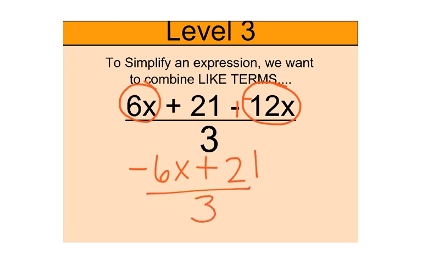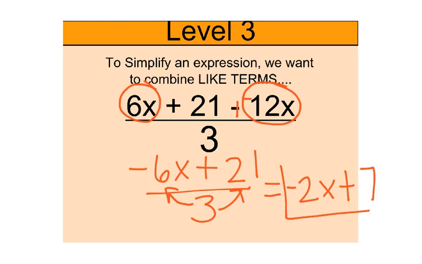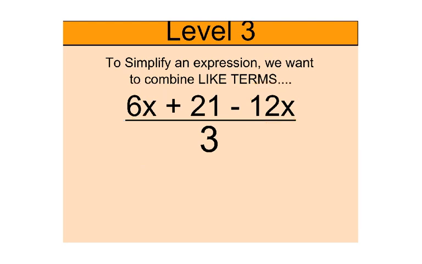But what do I do with that fraction? I'm going to divide the 3 into each part of the fraction, and I'm going to write my answer out here. What is a negative 6x divided by 3? It's negative 2x. What is 21 divided by 3? Well, it's plus 7. So my final answer on this would be negative 2x plus 7. I'm going to show you a second way to do this problem.